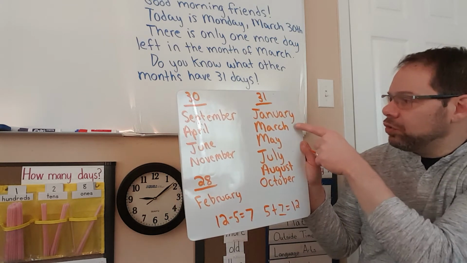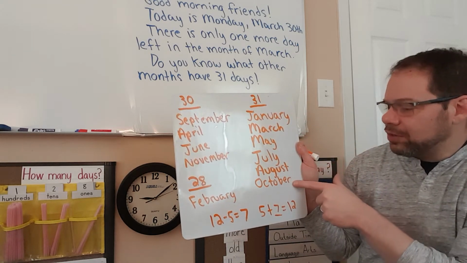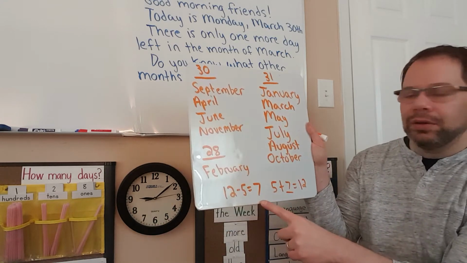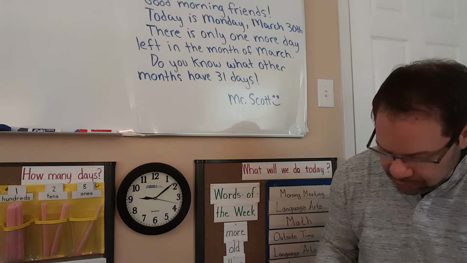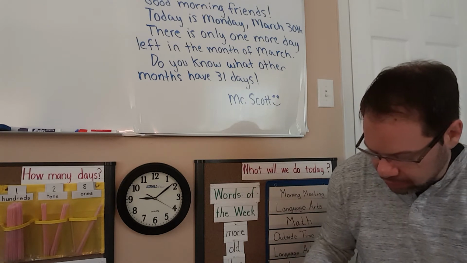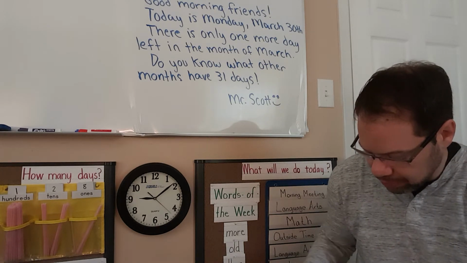Let's see, 1, 2, 3, 4, 5, 6. I need to have 7 months that have 31 days. And yes, that makes sense. December is the last month of the year.